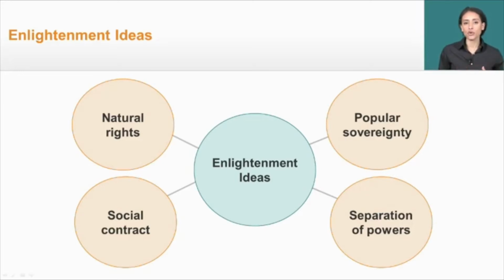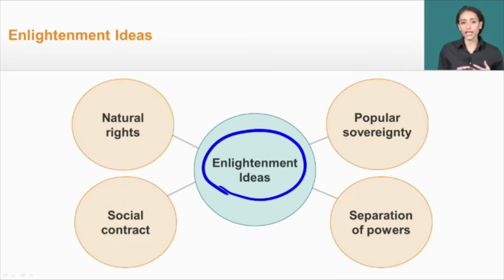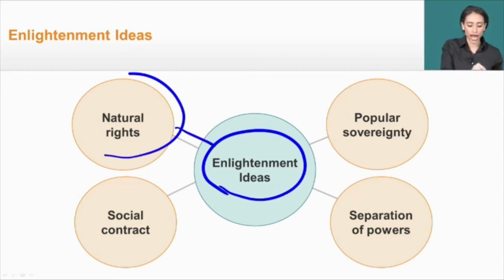Ultimately, the Enlightenment is going to change the way people think about government. And some of these Enlightenment ideas are going to really influence the American Revolution. These ideas include the concept of natural rights. First introduced by John Locke, this is the idea that we have God-given rights that no government or single person could take away from us.